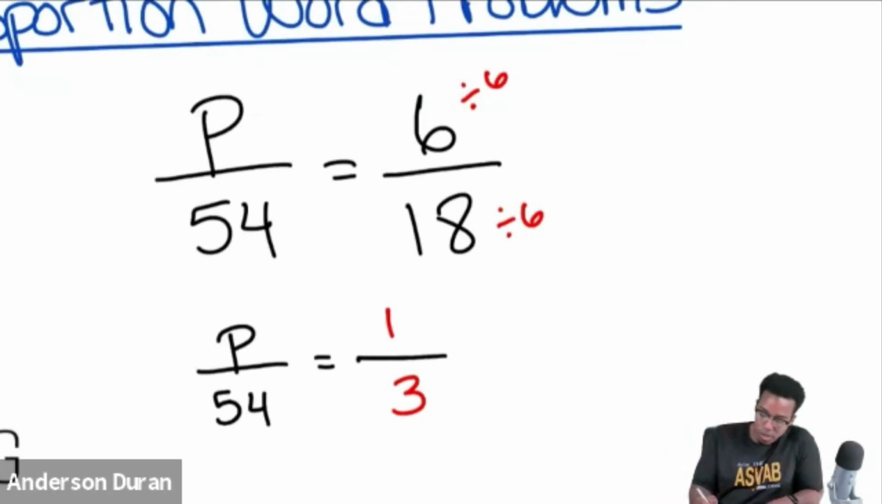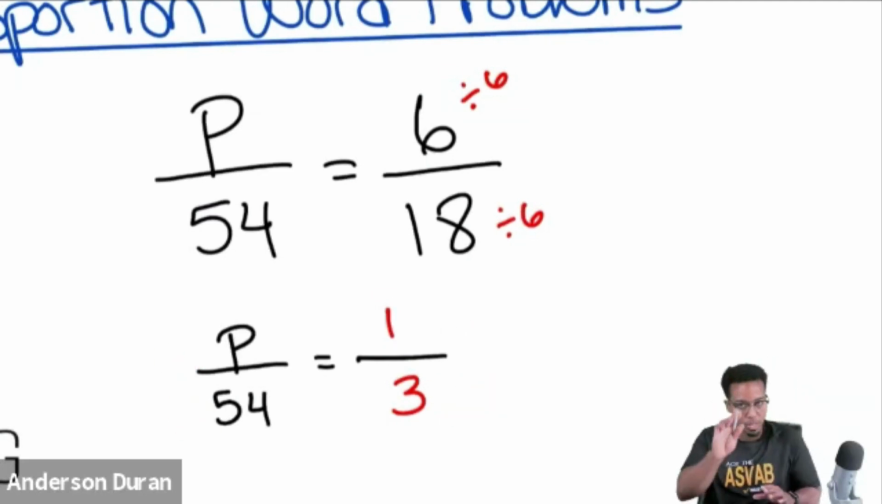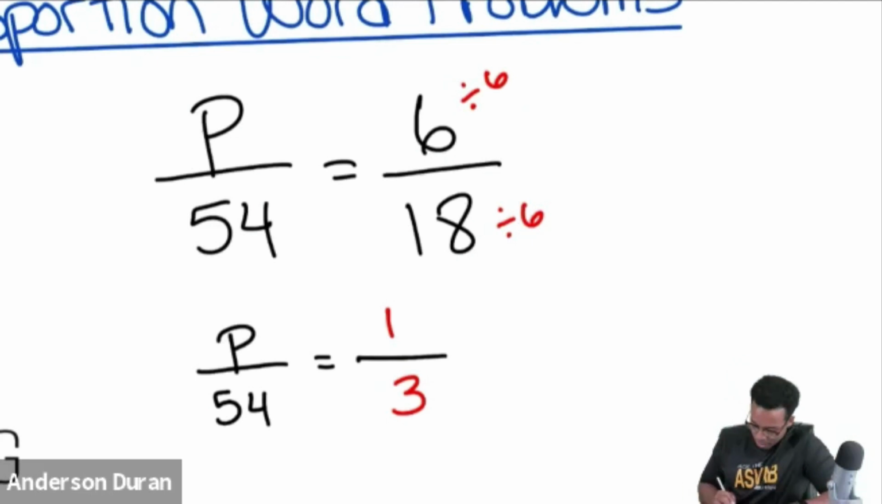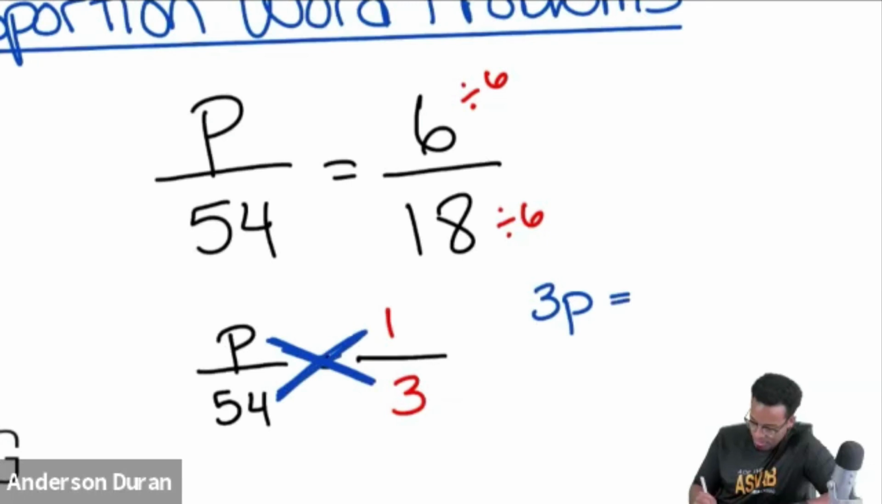Now, if you notice, oh, we can divide by 3, hold that thought. If you're looking at this and saying, oh, I could divide by 3, hold that thought. Let me show you why that makes sense. So let's cross multiply here. Everybody, P times 3 is 3P, correct. 54 times 1 is, ooh, that's pretty hard, right? 54, that's correct.